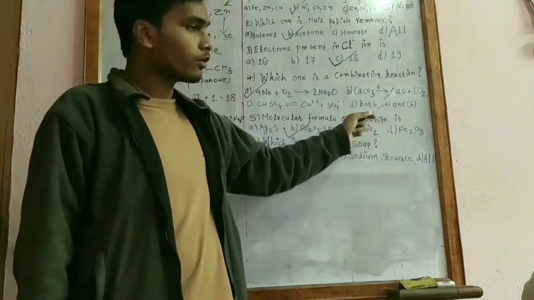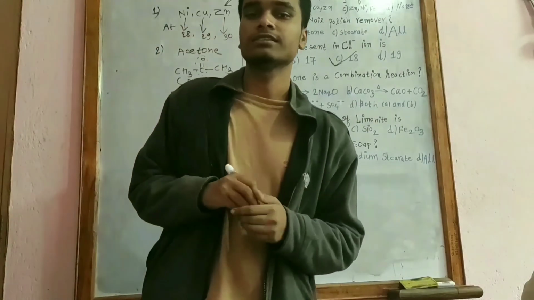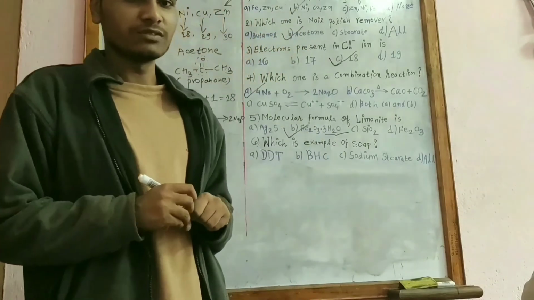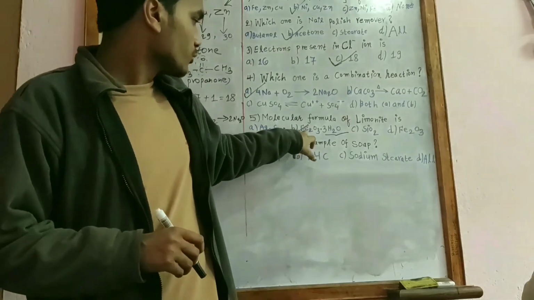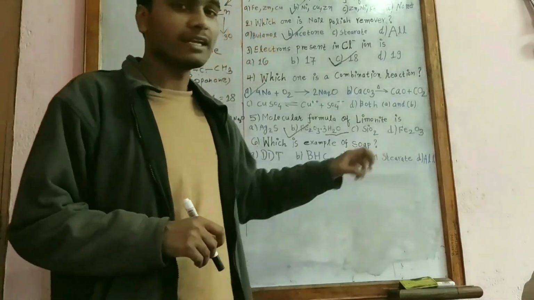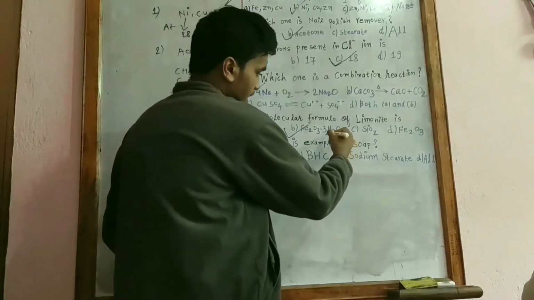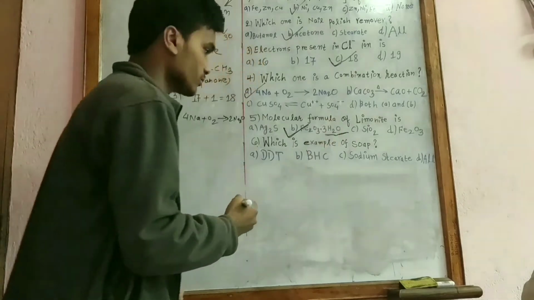Question number 5. What is the molecular formula of limonite? Now we have to remember that limonite contains water of crystallization. The other option doesn't have water of crystallization. Option B has water of crystallization. This is silica gel and this is hematite. Now it contains 3 times water of crystallization. So option B is the required answer.